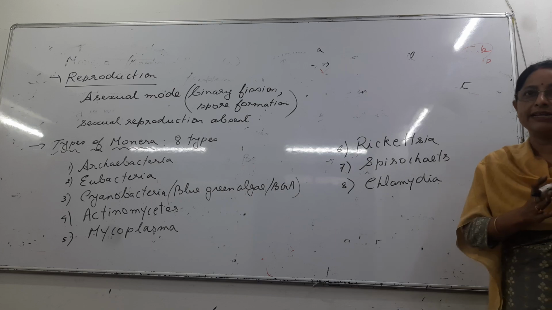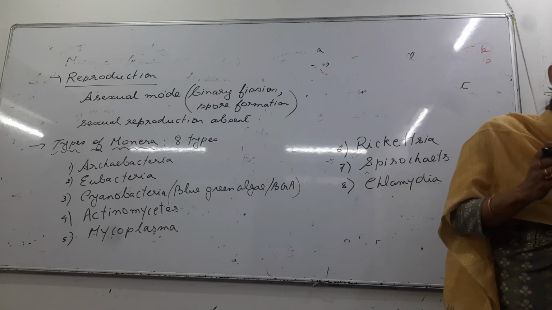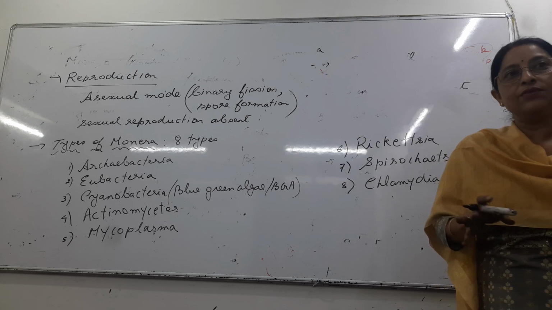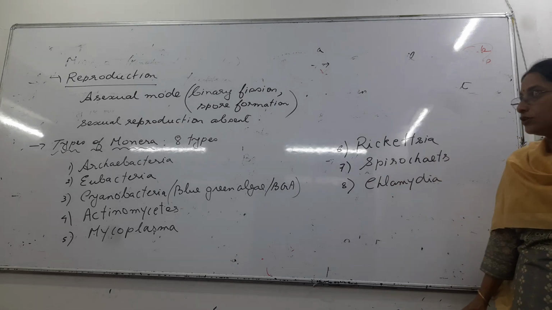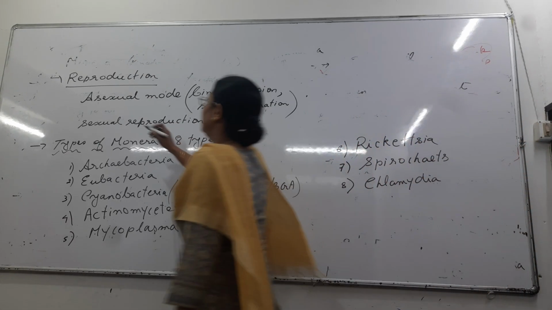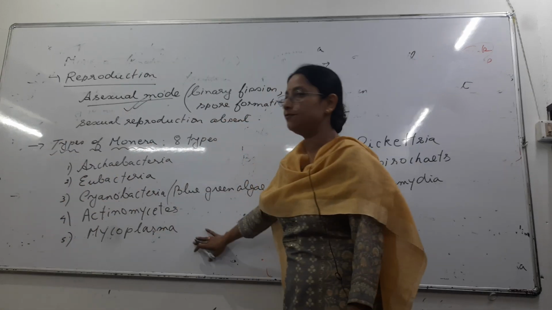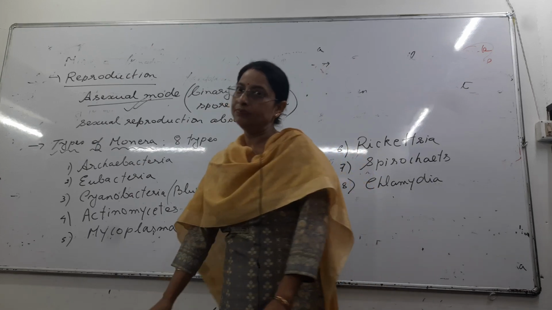We know the names of the kingdoms, right? Monera is the kingdom of prokaryotes, right? Protista is the kingdom of unicellular eukaryotes. We have started with Monera. In Monera, we marked the important points: reproduction, asexual mode, right? And types of Monera, 5 types. Tomorrow we have a class, so we'll be starting with this one, right? Thank you.